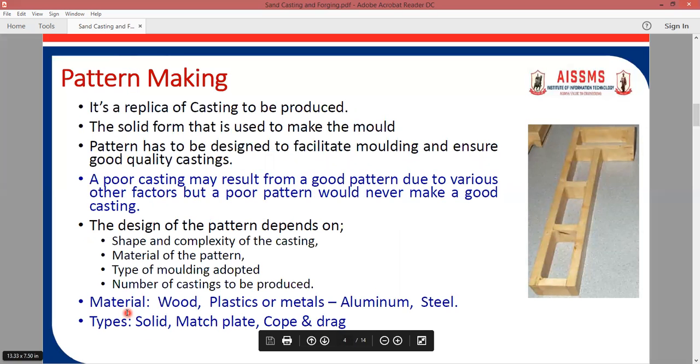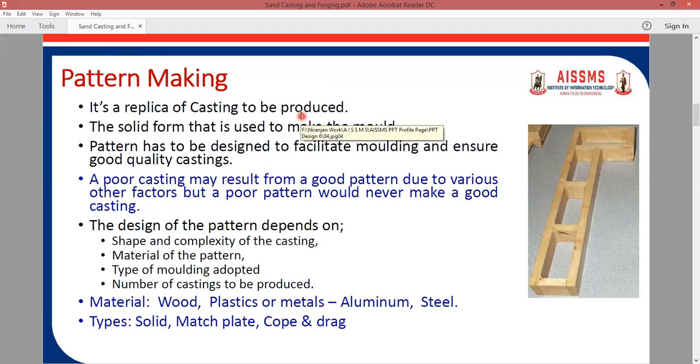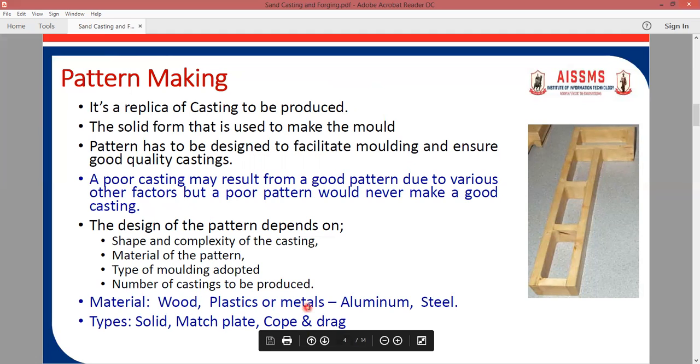Let's talk about pattern making first. What is a pattern? It is the exact replica of the casting that we need to manufacture or produce. The materials that are used to manufacture the patterns are wood, plastic, or metals, sometimes aluminum and steel. Types of patterns are solid pattern, match plate pattern, cope and drag patterns.